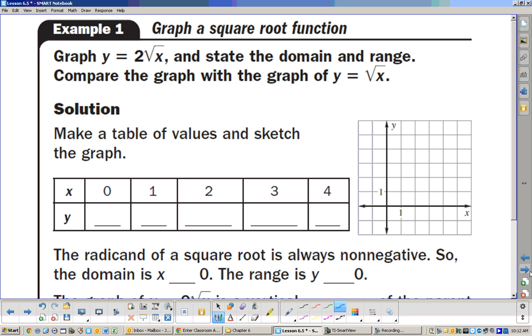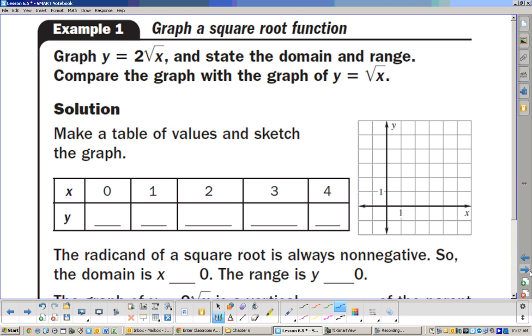All right. Is it just like the parent function? No, what changes about it? Yeah, it's a vertical stretch. It goes up just a little bit higher. It's a little bit more of an arc to it. Okay, well, let's figure out one of the ways we could figure out what that graph would be if we did it by hand. And that's what your note guide has you do in example 1.